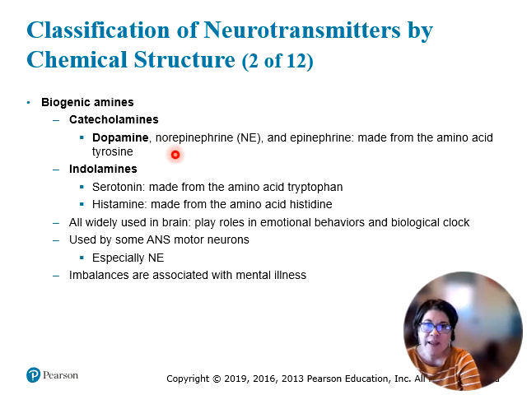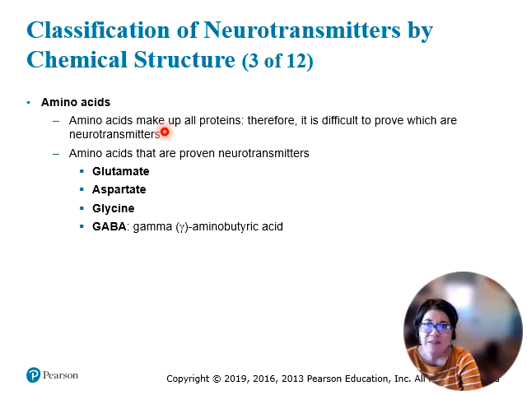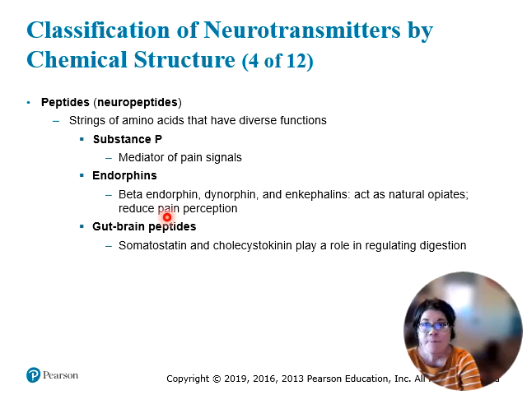You also have biogenic amines, so catecholamines. An example of that is dopamine, norepinephrine, or epinephrine. Those are made from the amino acid tyrosine. And then indolamines are like serotonin and histamine. Those are neurotransmitters. These are used in the brain, emotions, biological clock. If you have imbalances, that's associated with mental illness. And then amino acids are also neurotransmitters, like glutamate, aspartate, glycine, and GABA. You might have heard of those.